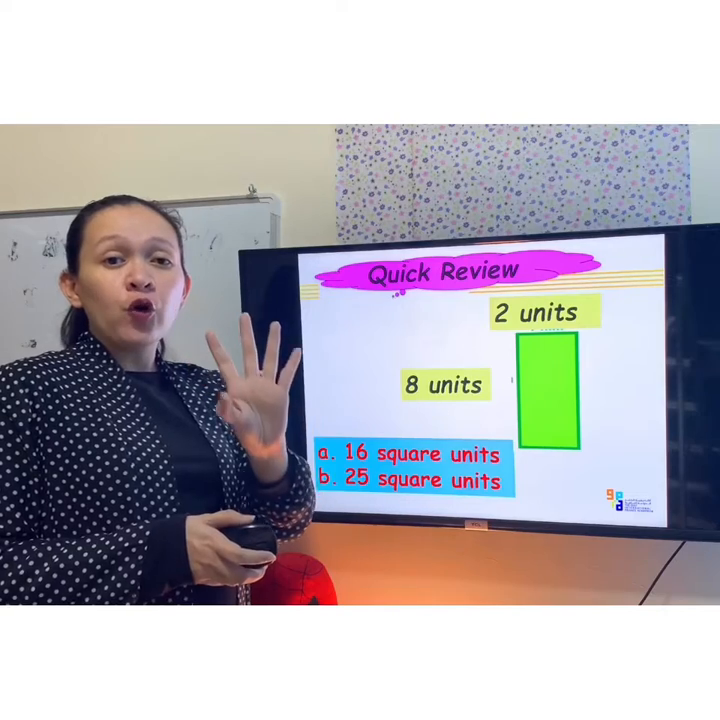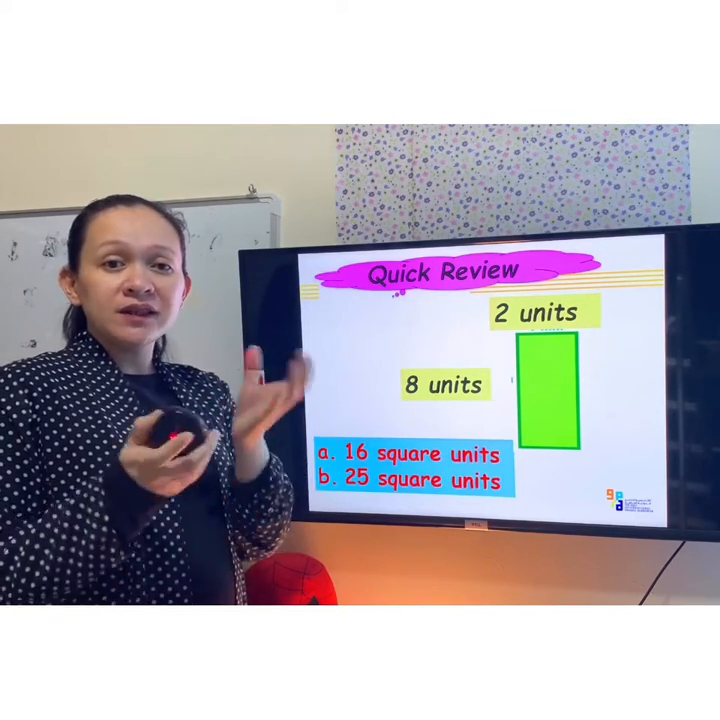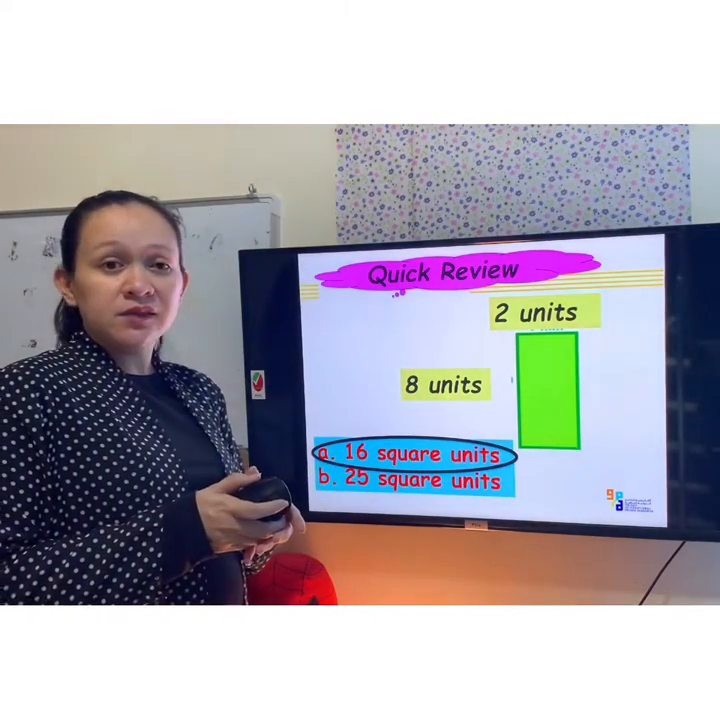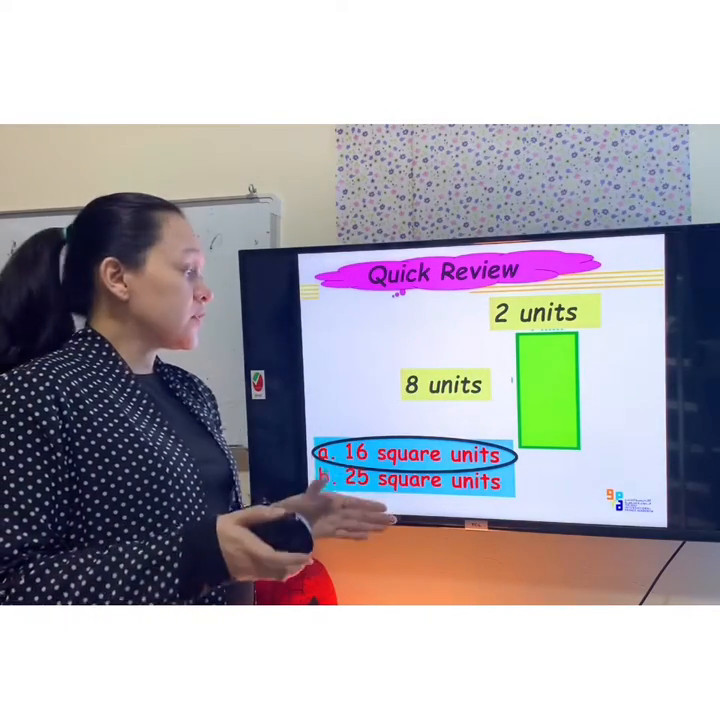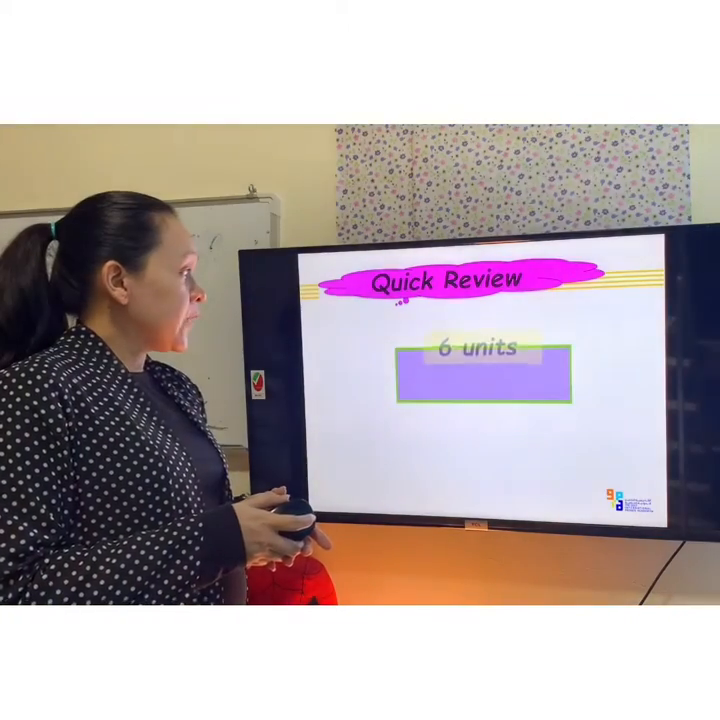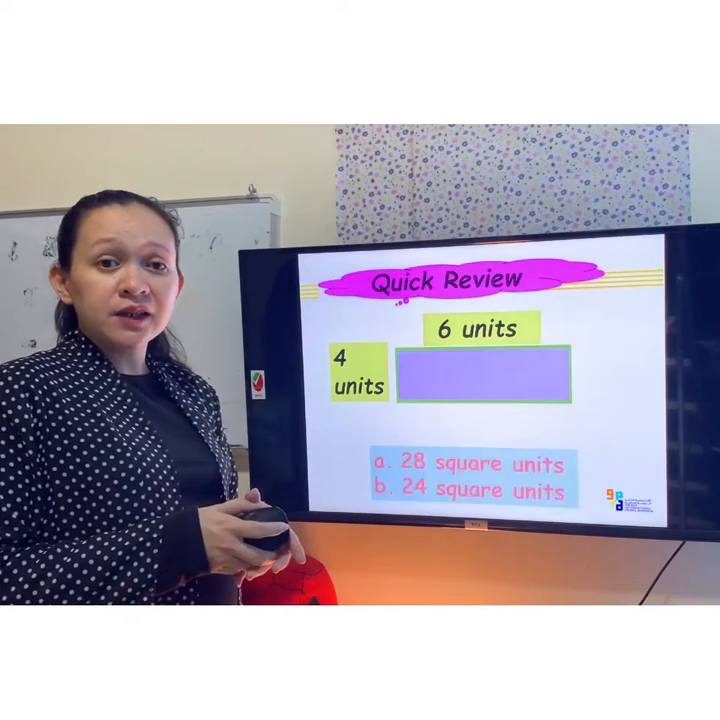5, 4, 3, 2, 1, and 0. What is your answer? The answer there is 16 square units. We are going to multiply 8 by 2. So the answer there is 16. Now let's have the last figure. We have 6 units and 4 units on this side. And here are the choices.